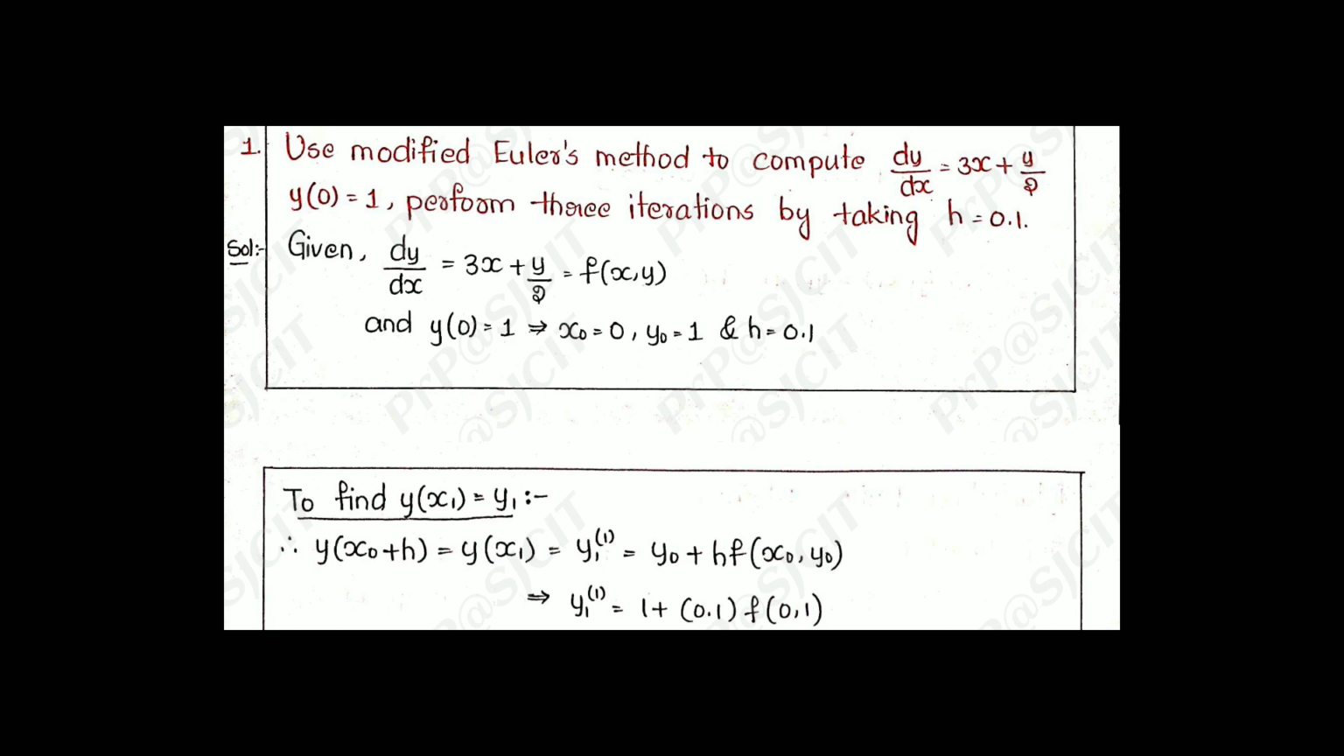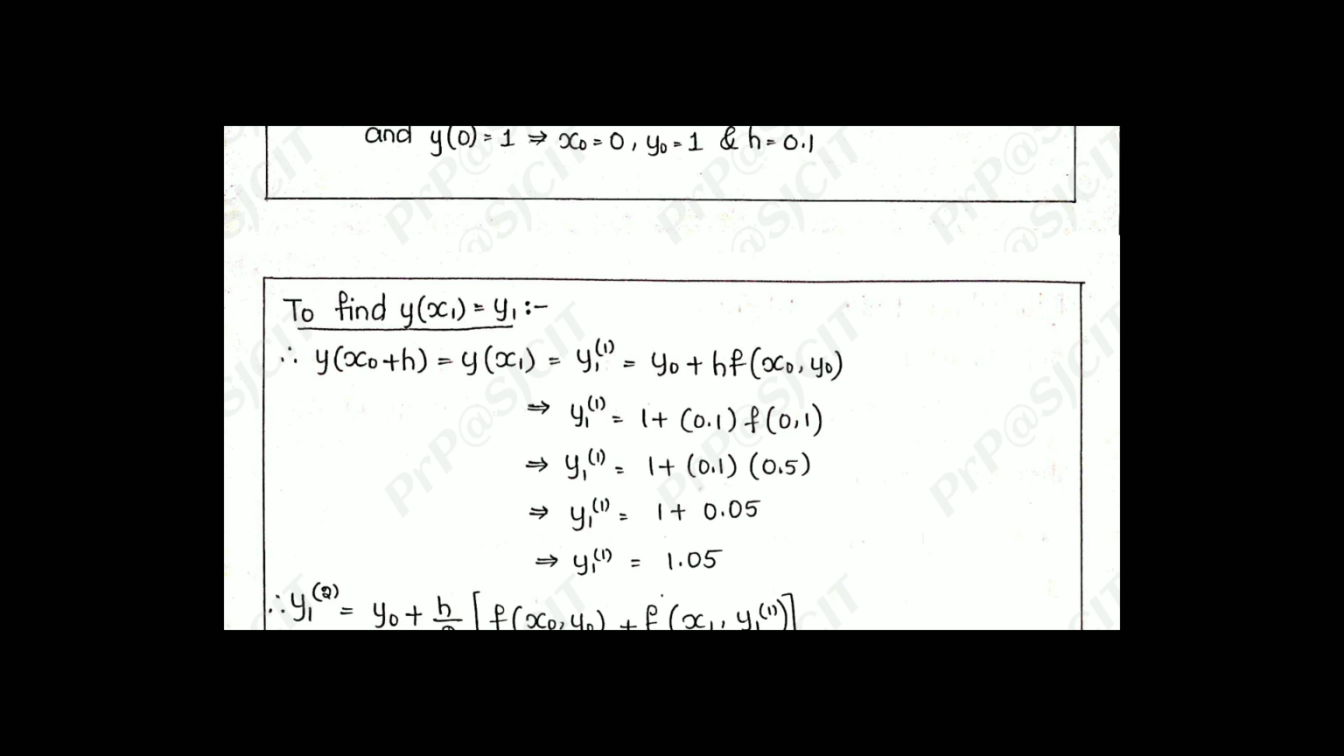This is the x naught value, this is the y naught value. Substitute these values in the given function. 3x is 0 plus y means 1 by 2. Substitute and we get 0.5. That is the answer here. And multiply with 0.1, then we get 0.05, and add with 1, then we get 1.05.